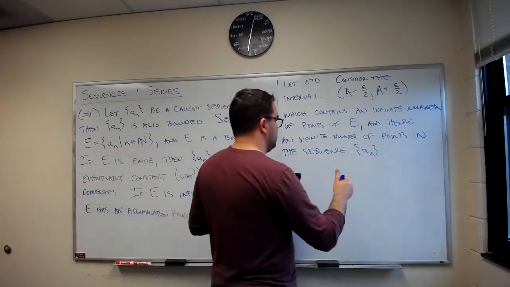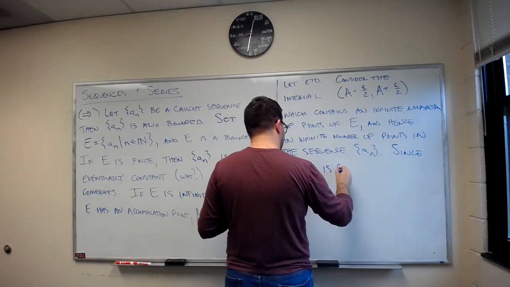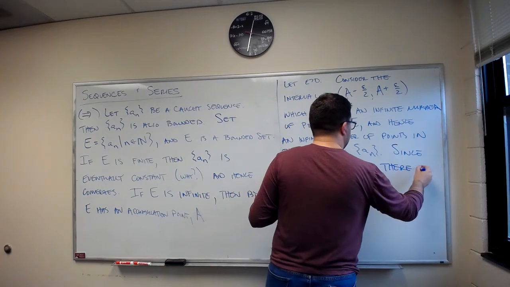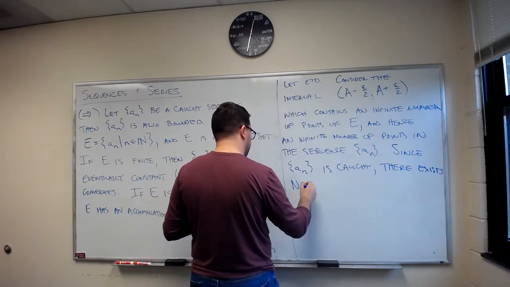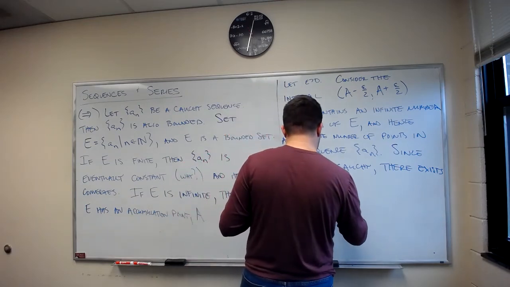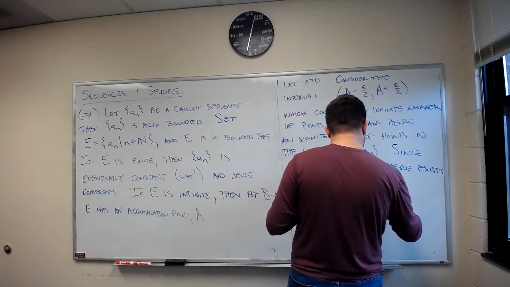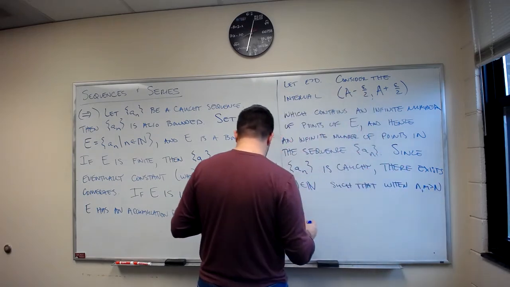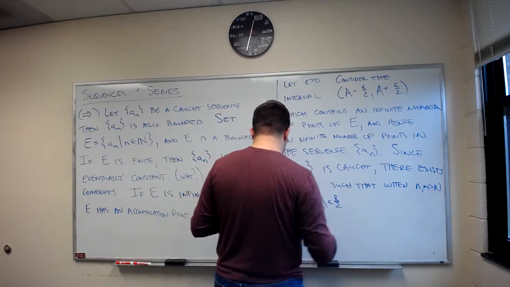Right? So since my sequence a_n is Cauchy, there exists a natural number, capital N, such that when n and m are greater than capital N, a_n minus a_m can be made as small as I want. I'm going to make it less than, again, epsilon over 2.